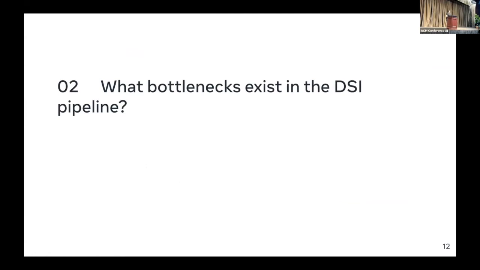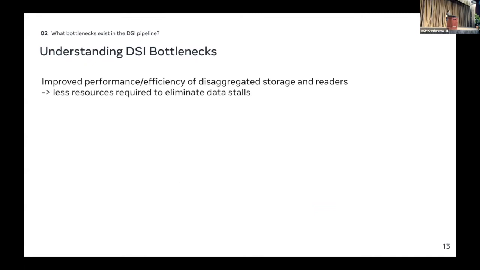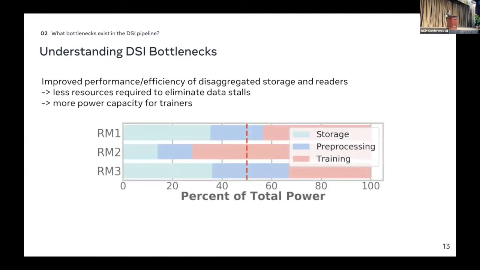Okay, now that we've seen what the pipeline looks like, the obvious next question is what bottlenecks exist here. And it's important to really understand these bottlenecks because if we're able to address them and improve the performance and efficiency of storage, of readers, well, then we can devote fewer resources to eliminating these data stalls, right? And going back to the beginning, what I mentioned is we'll have more power capacity for trainers. So really the goal here is to shift this balance of power more towards training, and we'll have more resources to train models with.